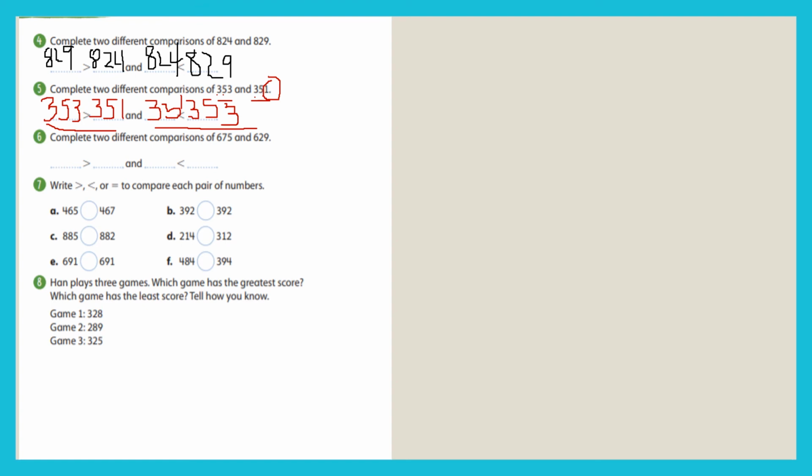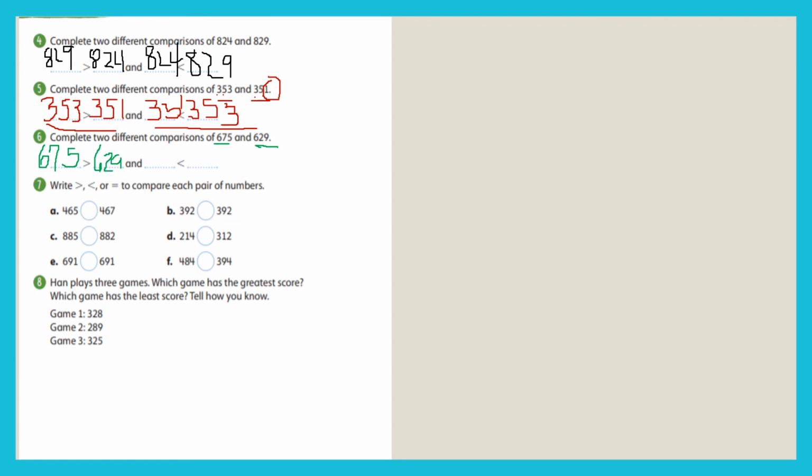And it's asking us to compare 675 and 629. They both have the same hundreds, but their tens are different. I have 7 tens and 2 tens. All right, look at my arrow. I have to put the larger number here because that opening has to be open to the bigger number. That alligator wants to eat that big number, 675, and I'm going to put 629 here.